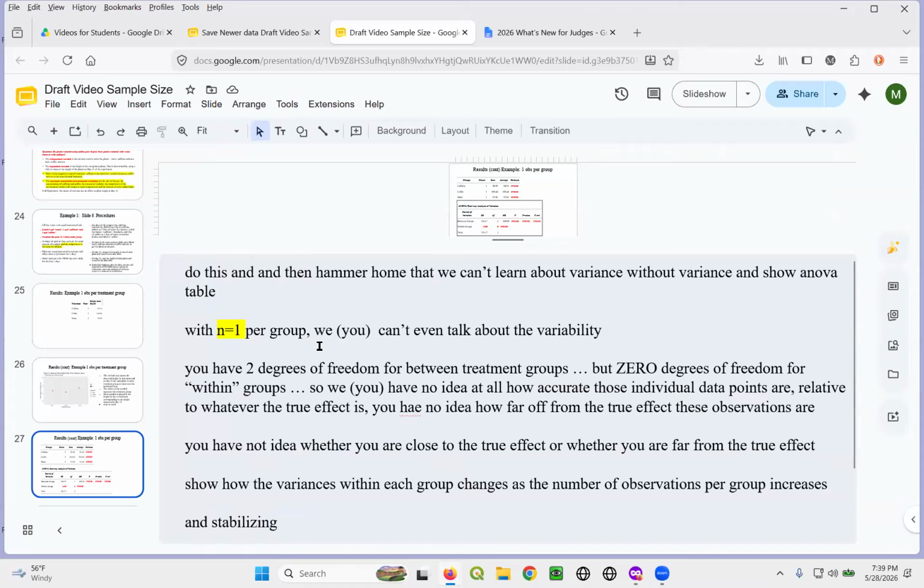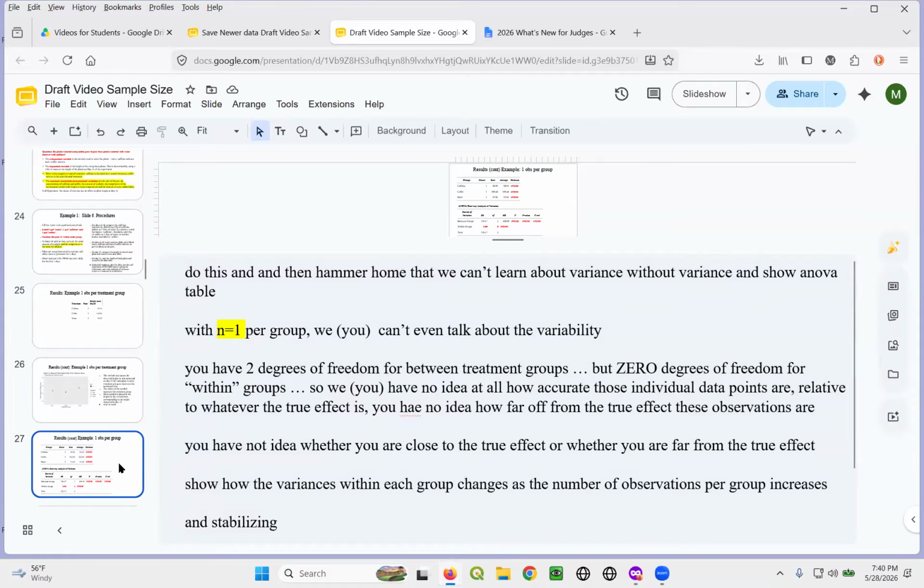You have 2 degrees of freedom for between treatment groups, but 0 degrees of freedom for within groups. So we have no idea at all how accurate those individual data points are relative to whatever the true treatment effect is. You have no idea how far from the true effect these observations are, whether you're close or whether you're far. So one of the things that we want to show as we go on.